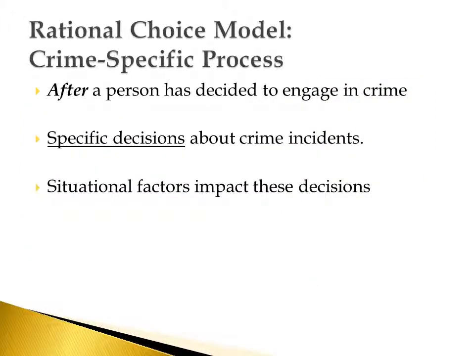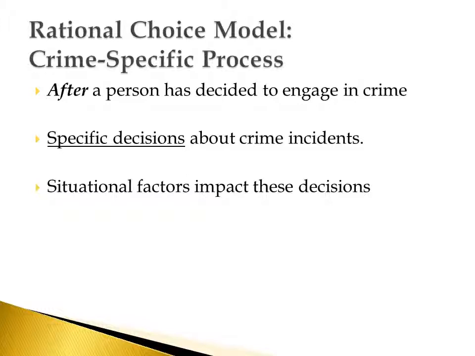Okay, the second part of the rational choice theory model, if you remember back, is that Cornish and Clark believed that rational choice theory can also explain crime-specific processes. So what they mean by that is they're trying to bring back this idea of rational decision-making to explaining individual crime-specific decisions. For example, think back to the burglar in the liquor store video and think about some specific decisions that he had to make.